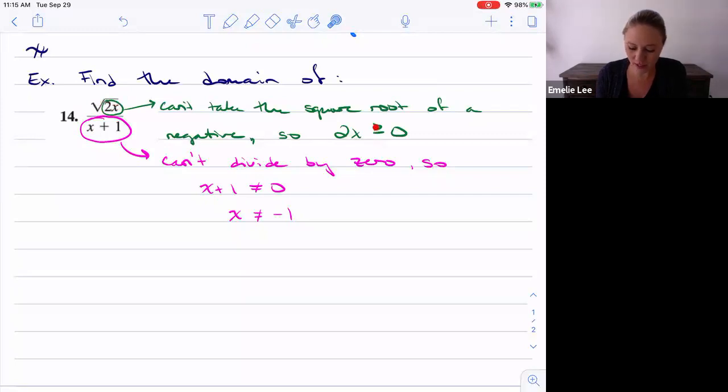So if 2x has to be greater than or equal to 0, just treating this inequality as if it's an equal sign, then I can divide both sides by 2 and I can have x must be greater than or equal to 0.